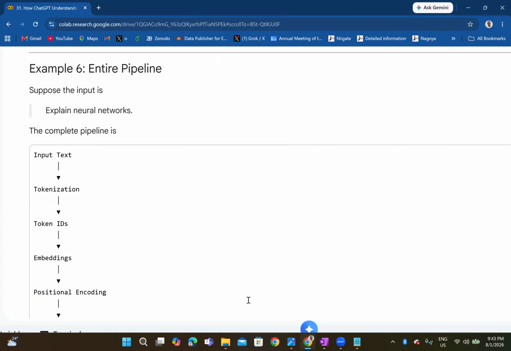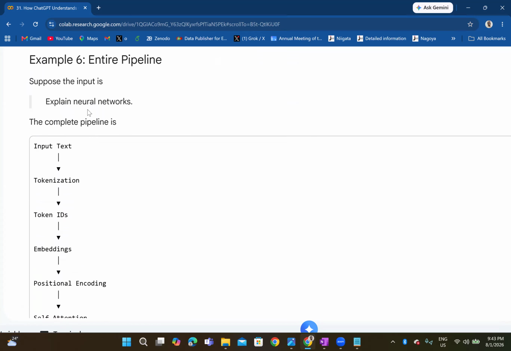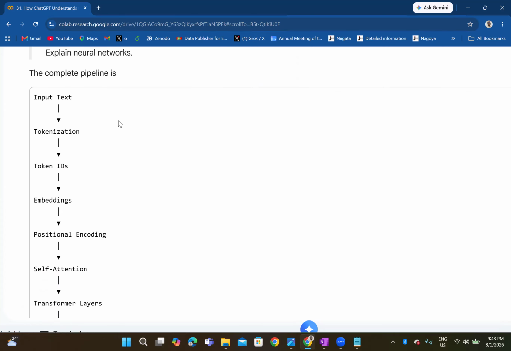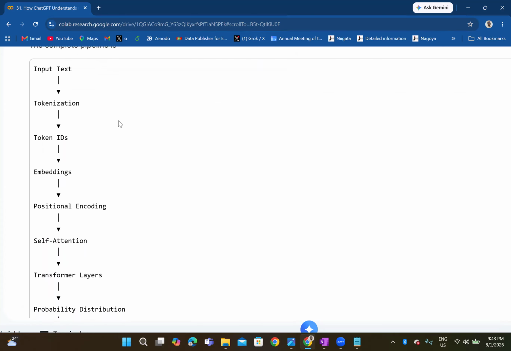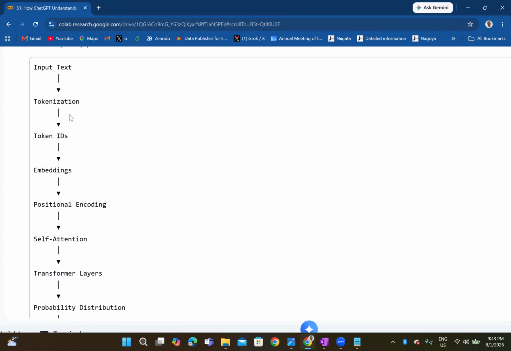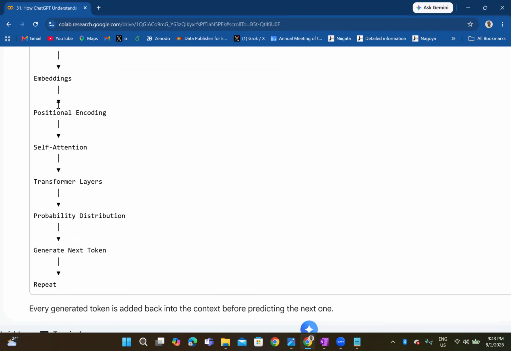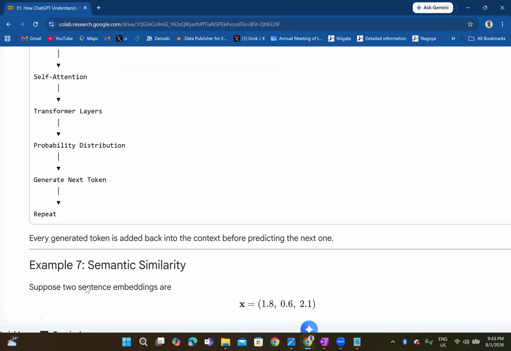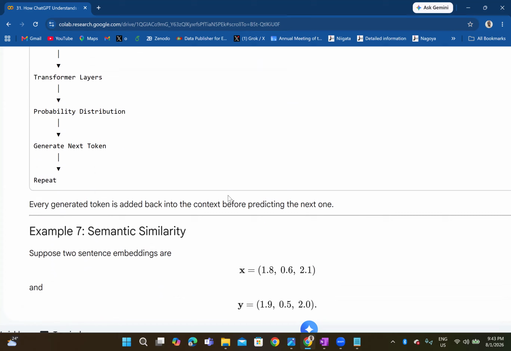So see the entire pipeline. Suppose the input is "explain neural networks". So the complete pipeline is you have the input text, which is "explain neural networks". Then you have tokenization, token IDs, embeddings, positional encoding, self-attention, transformer layers, probability distribution, and you generate the next token, and then you repeat. So every generated token is added back into the context before predicting the next one, and then it goes on like that.